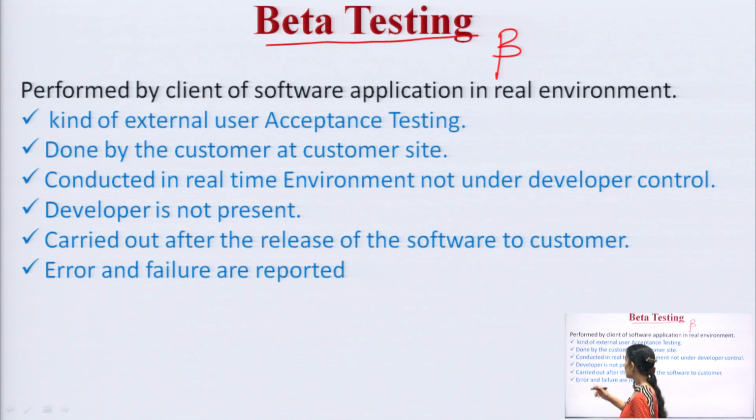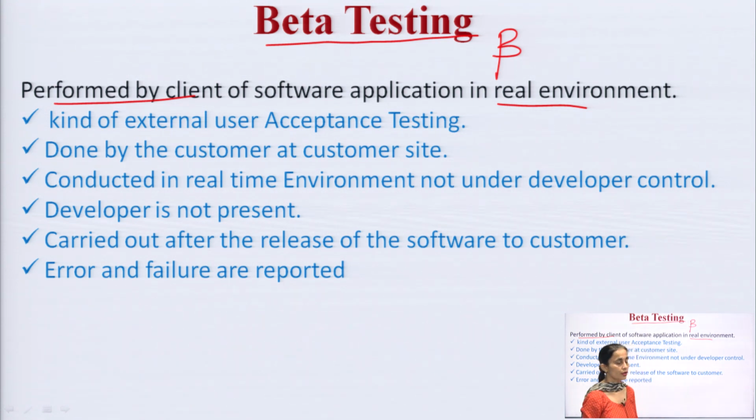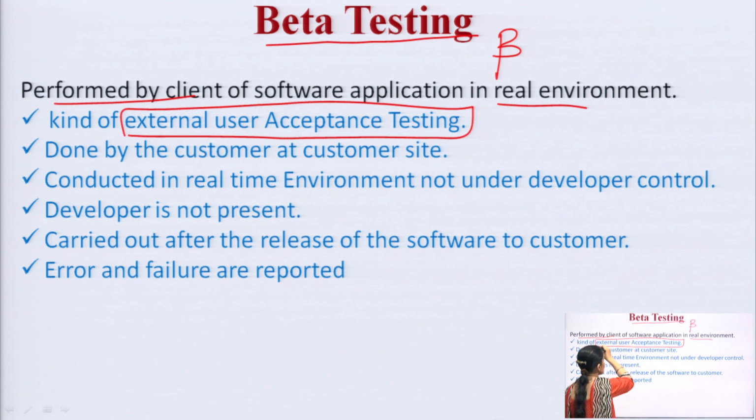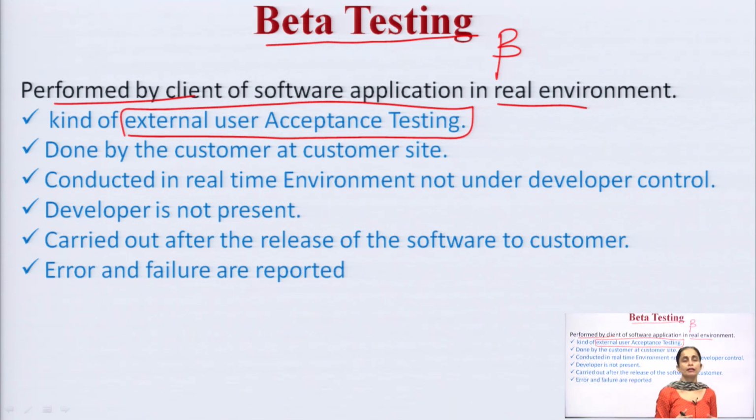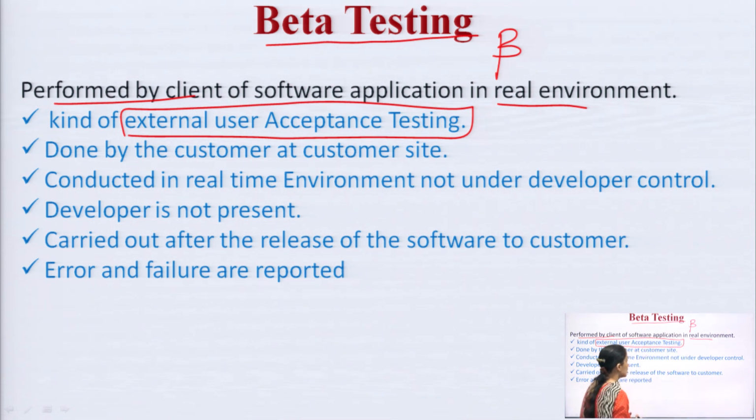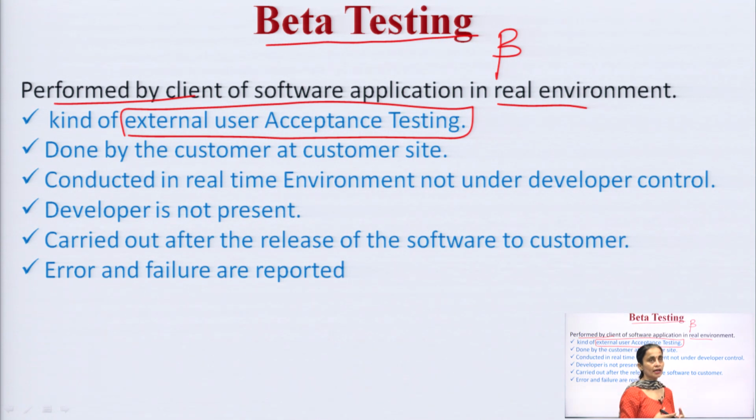So, beta testing, we can say that it is performed by the clients of software applications in a real environment. Means the customers are now testing the developed software application once it is ready after alpha testing. So, beta testing is a kind of external user acceptance testing, meaning external persons, the persons outside the organization, are involved in doing the user acceptance testing, UAT. The alpha testing was in-house UAT and beta testing is our external UAT.